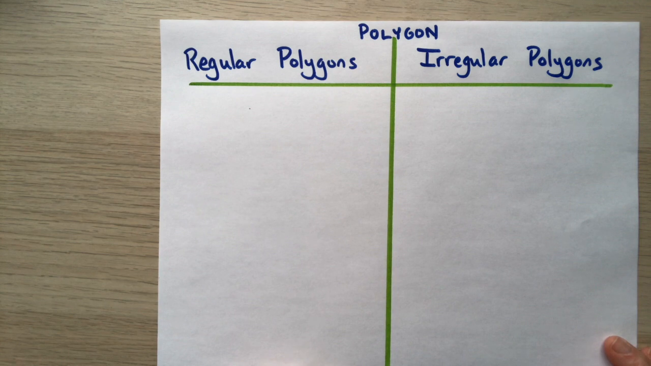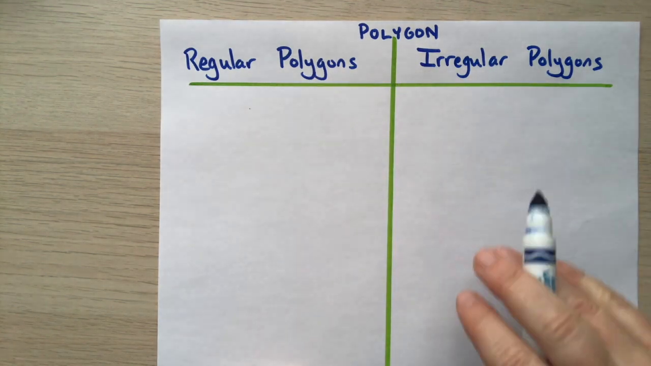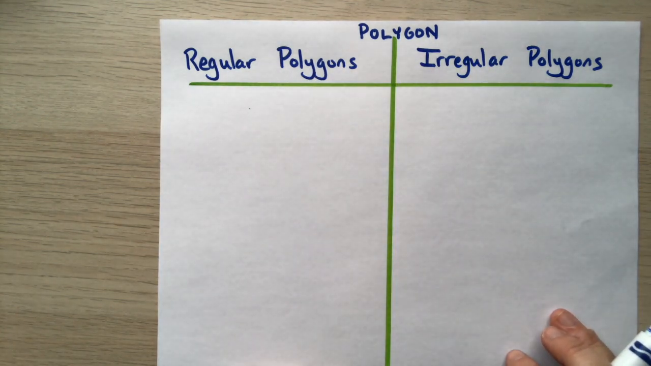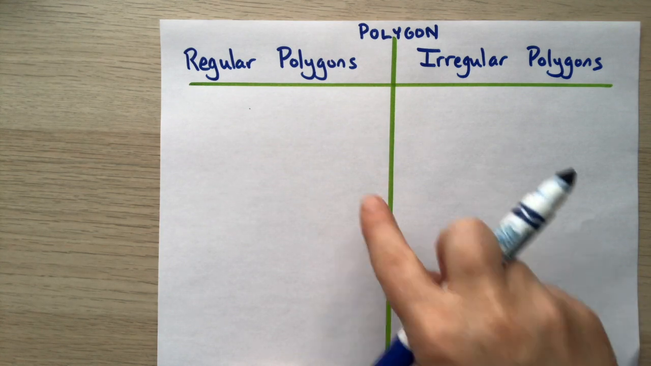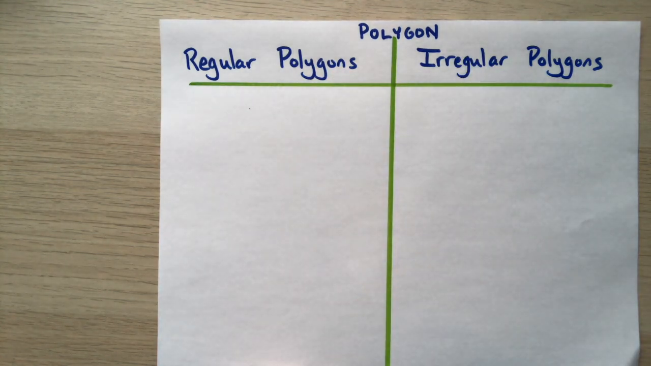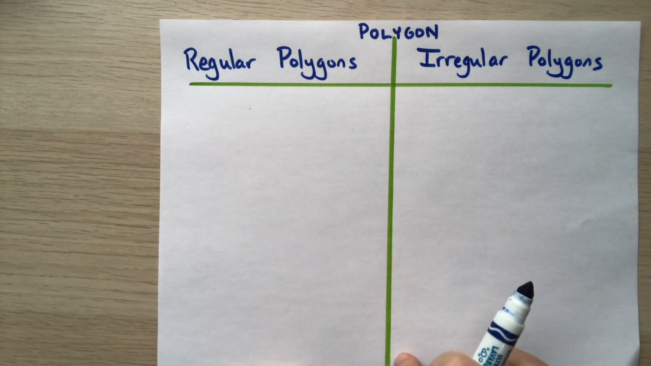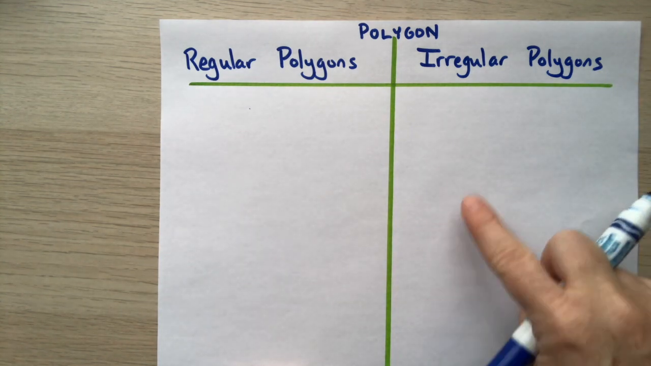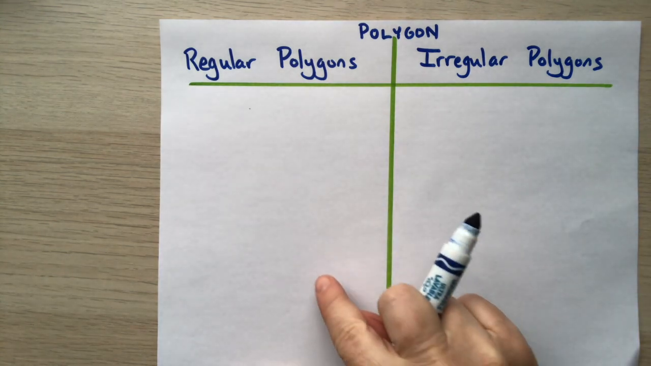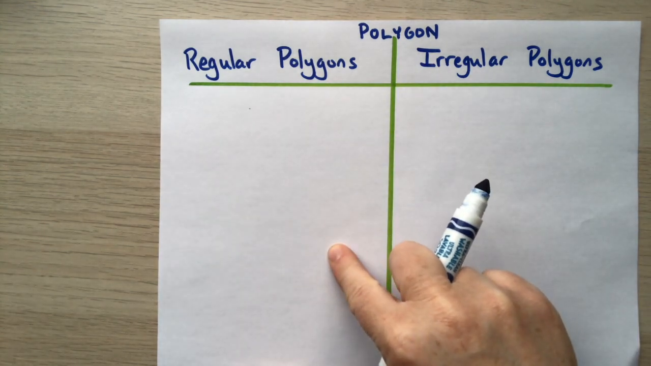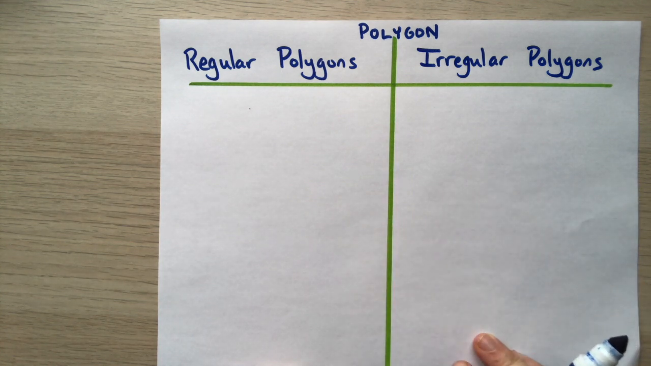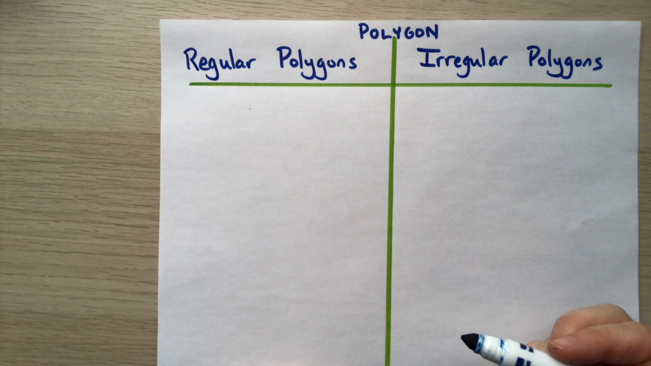Once we know whether a shape is a polygon or a non-polygon, we can then classify polygons down into regular polygons or irregular polygons. Now again, to be a regular polygon, it has to have all of the attributes. For the irregular ones, all it takes is one of these to not be an attribute of a regular polygon, and it automatically becomes an irregular polygon. So let's look at the attributes for a regular polygon.